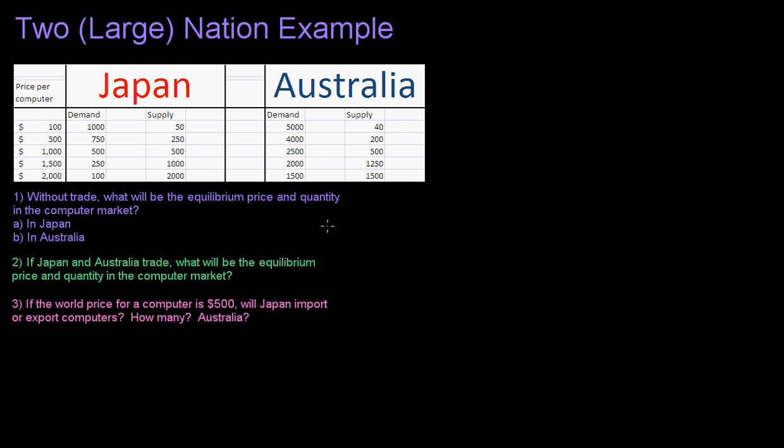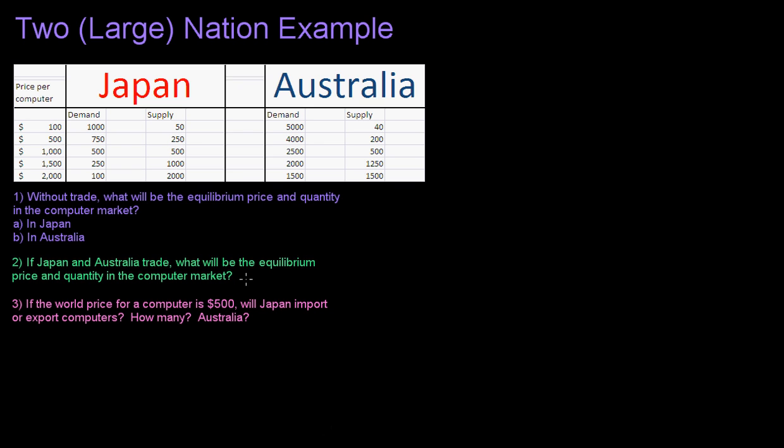So imagine that we have two nations, Japan and Australia, that in the beginning are not trading. So without trade, what will be the equilibrium price and quantity in the computer market in Japan and then in Australia? And so that's just review. And then 2, if they trade, what will be the equilibrium?